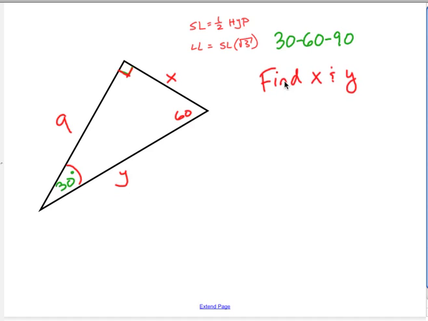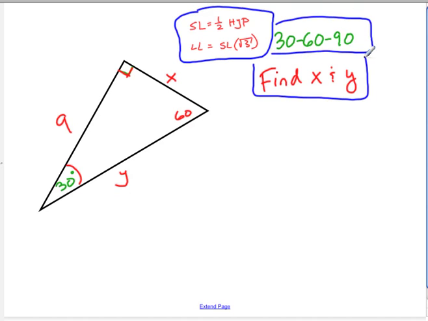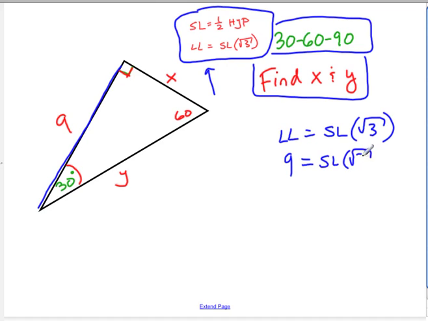All right, so here's the information we have. And I know right here, it says the long leg equals the short leg times the square root of 3. Let's just plug in what we have. The long leg is 9. So I'm solving for the short leg. I need to get the short leg by itself.